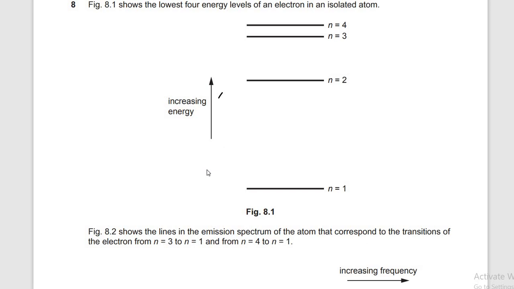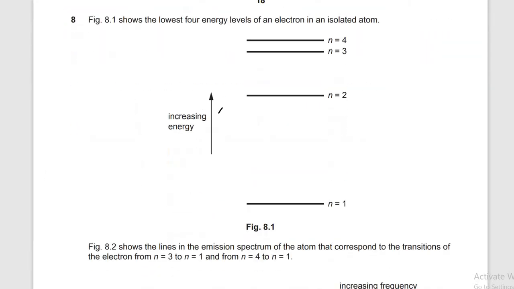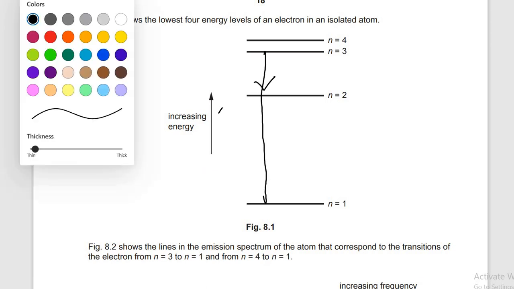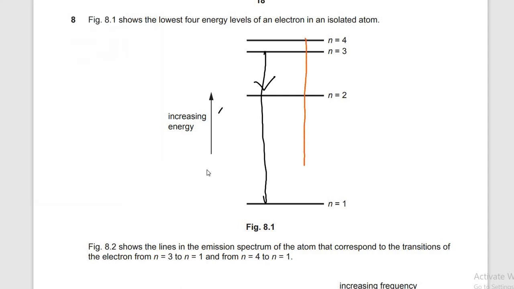Figure 8.1 shows the lines in the emission spectrum of the atom that correspond to the transition of an electron from 3 to 1 and 4 to 1. Emission: if they emit, they will fall from 3 to 1 and 4 to 1.